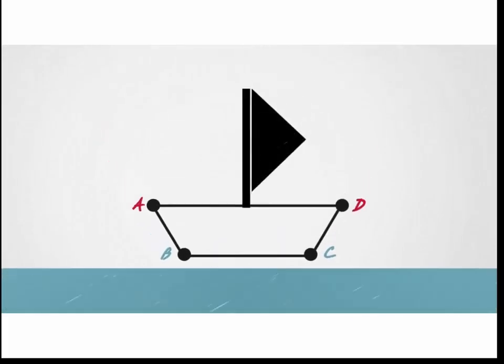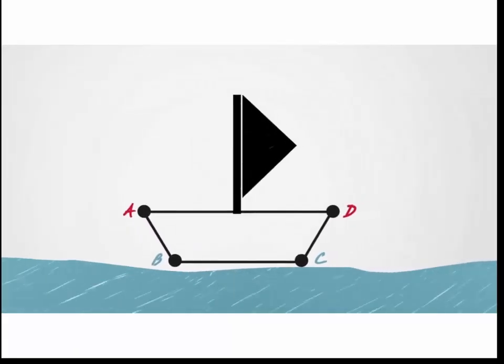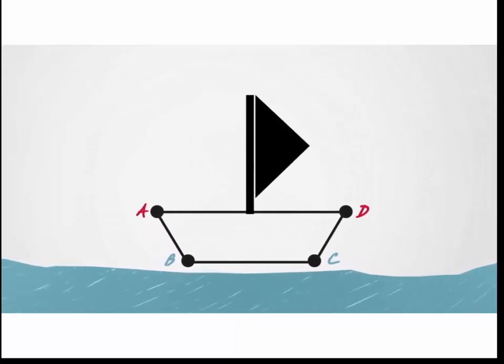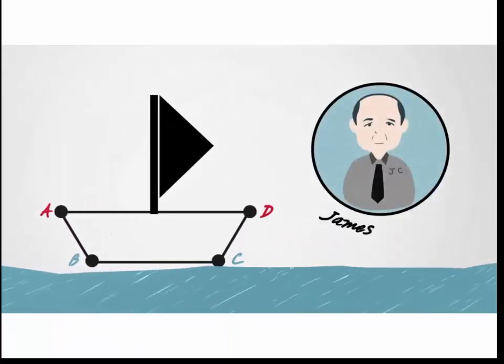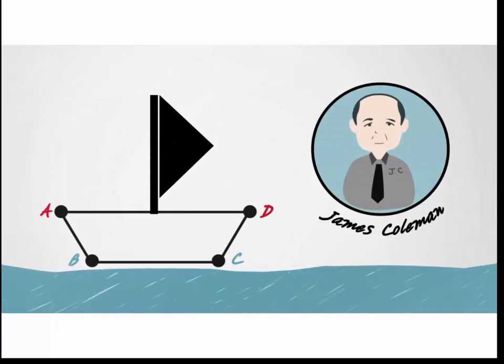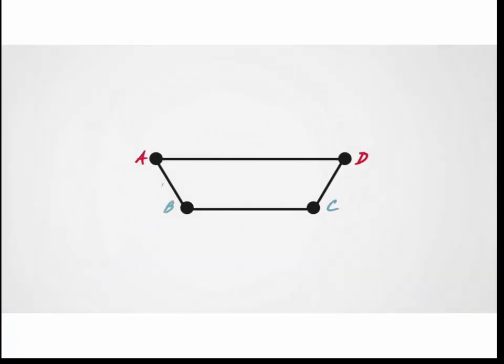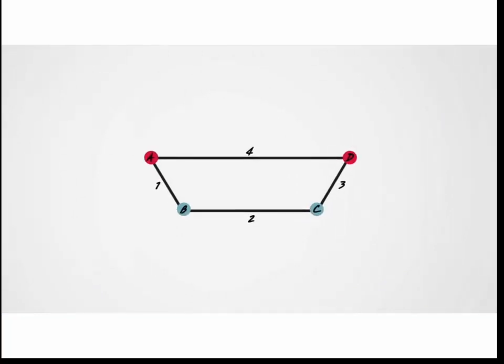The Coleman diagram, or the Coleman boat, is an intellectual tool designed to help to think about these micro-macro relations. It was made famous by James Coleman, an influential American sociologist. This video will show you how the diagram works. Let us first take a look at the components.